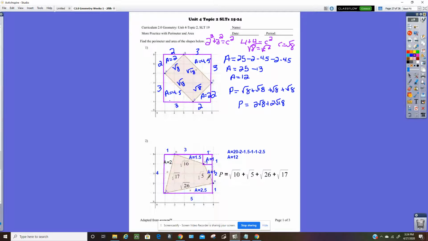The area of this triangle is 1. The area of this is 2.5. The area of this whole thing, the purple rectangle, is 4 by 5, so the area is 20. Then subtract out each of the triangles and that small square, and you get an area of 12. And then to find each side here, use Pythagoras. So add those together to find the perimeter.